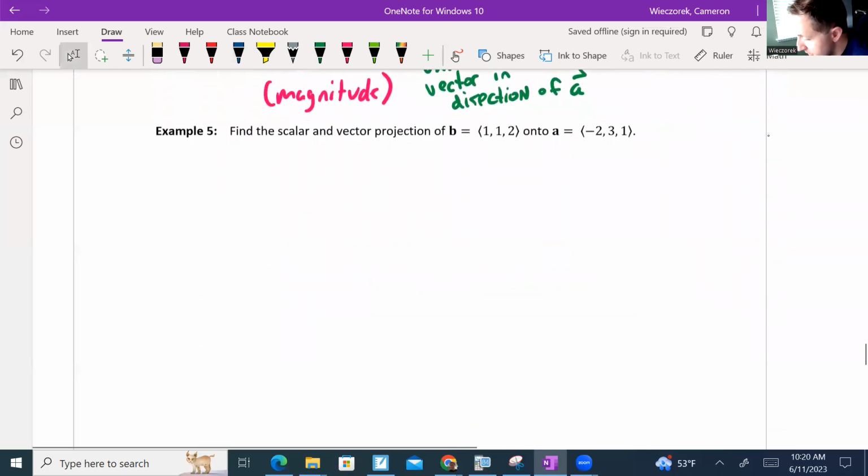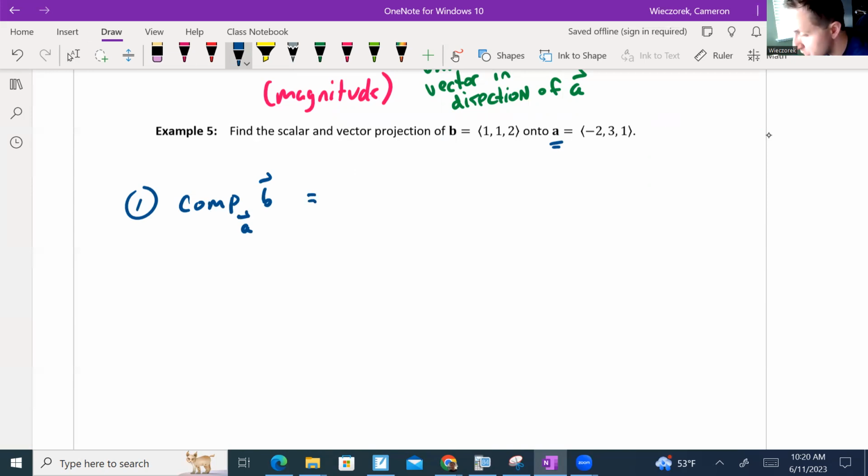Okay, so let's do it. Let's find the scalar and the vector projection of B onto A. Notationally, that means that A is going to be my subscript. First thing I would find is the scalar projection, since it's going to give you the size of the vector projection. So if we find the component of B along A, that's the scalar projection of B onto A. It's the dot product of A and B divided by the magnitude of the vector we are projecting onto. We're projecting onto A. So I want to divide by the magnitude of A.